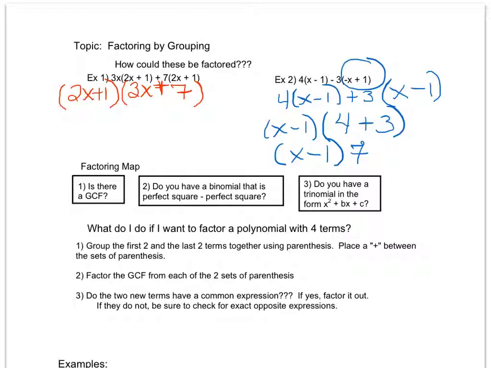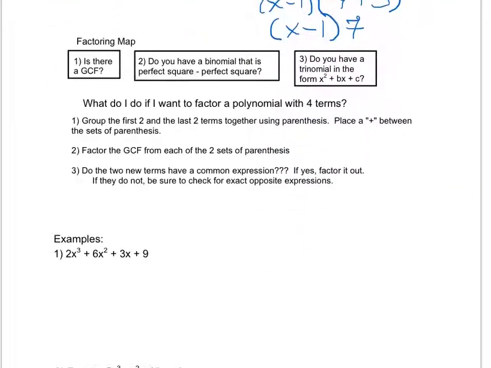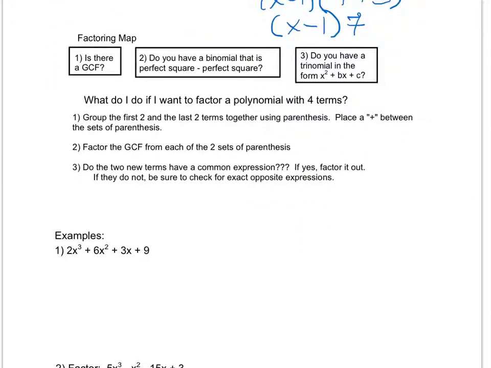First, I want to remind you of our steps so far. With our factoring, we're always going to first check for a GCF. We're always going to ask if we have a perfect square minus a perfect square with a binomial. And we're going to ask if we have a trinomial in the form x squared plus bx plus c. So we've taken care of binomials and trinomials, and we have our first step that we do no matter what. But now what do I do if I want to factor something with 4 terms?